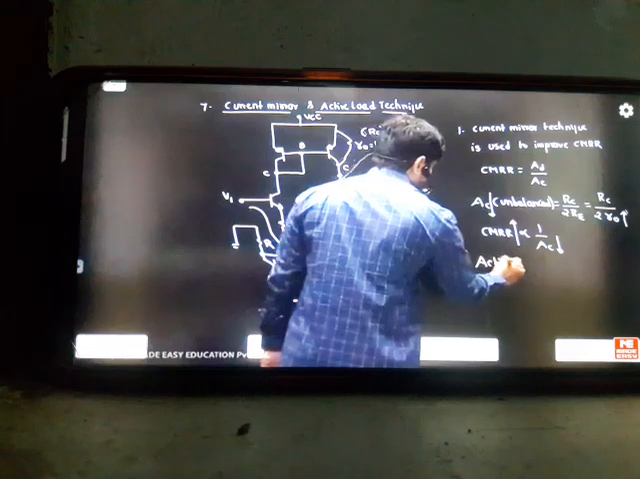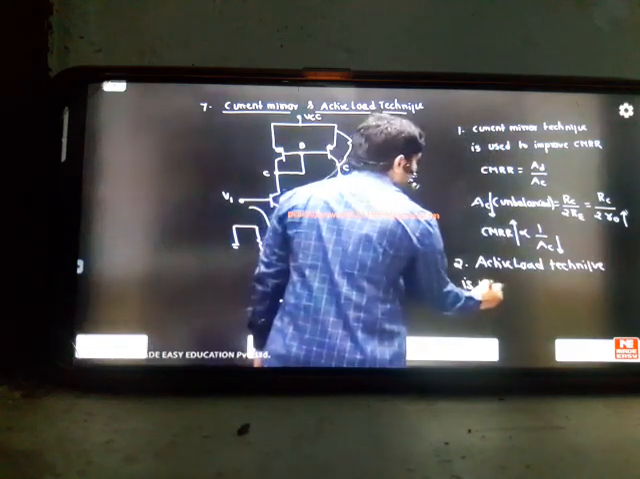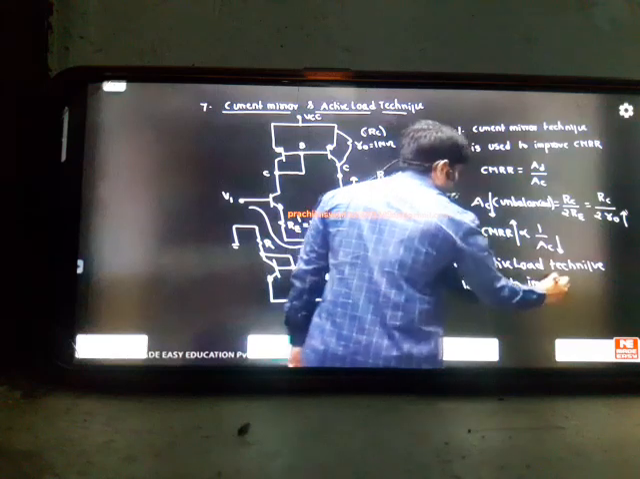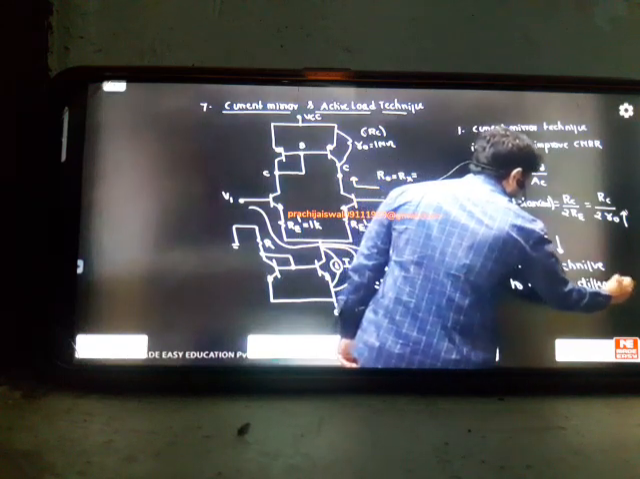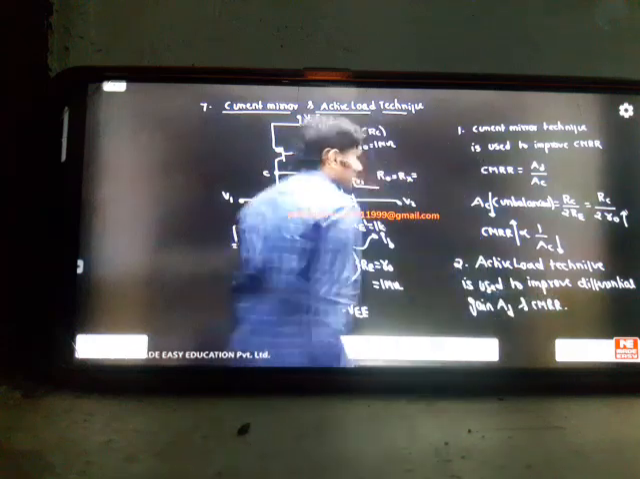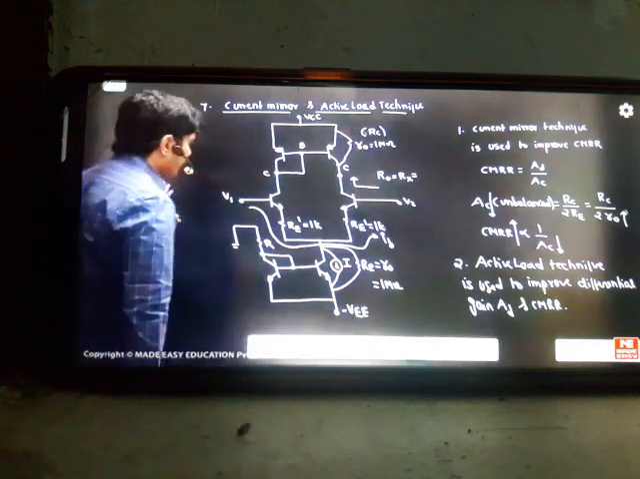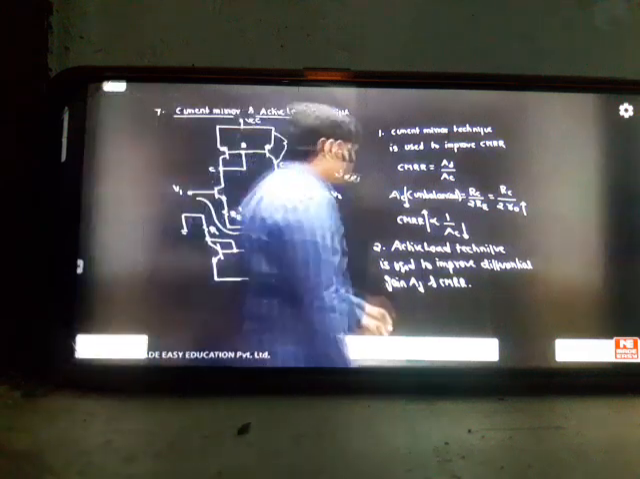Next is the active load technique. The active load technique is used to improve the differential gain AD and CMRR; both it can increase. So how is it going to increase the differential gain? You can see how it increases AD here.